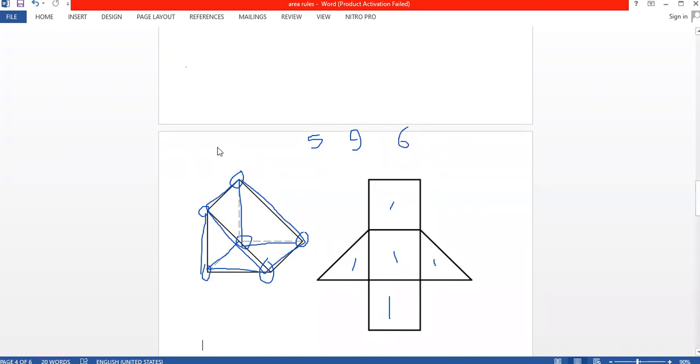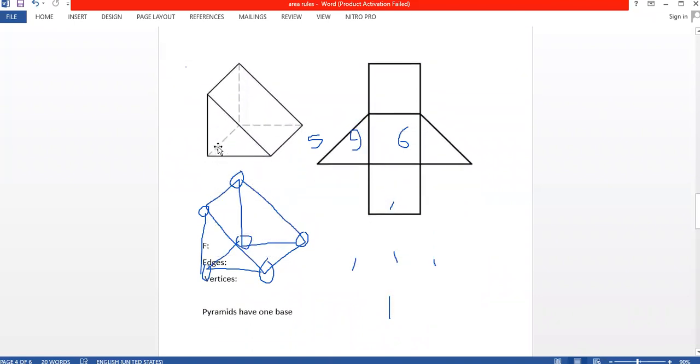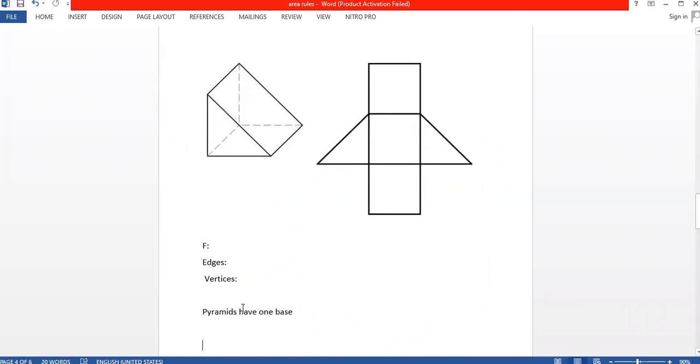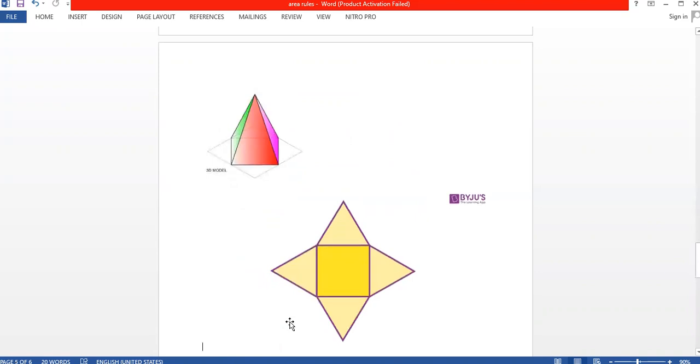Now we go to discuss some pyramids. Pyramids are solids that have 1 base, and their name is according to the shape of this base. The most common one, we start with the square pyramid. Here, the base is a square. This is the base, and this is its net. When we open it, we have a square and 4 triangles. So we have 5 faces in the square pyramid.